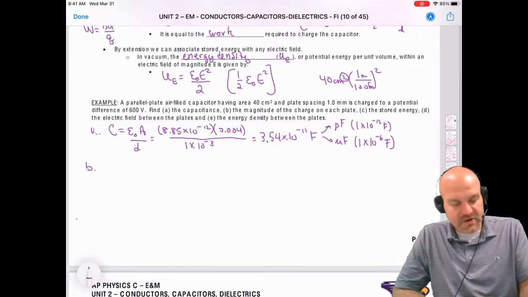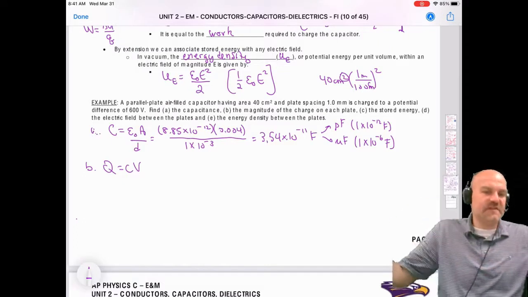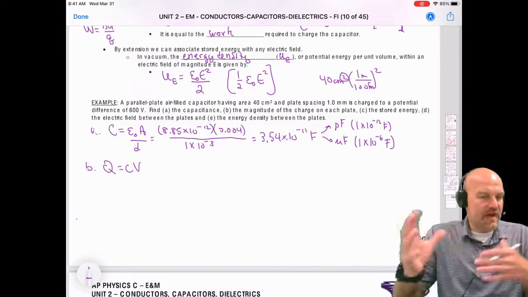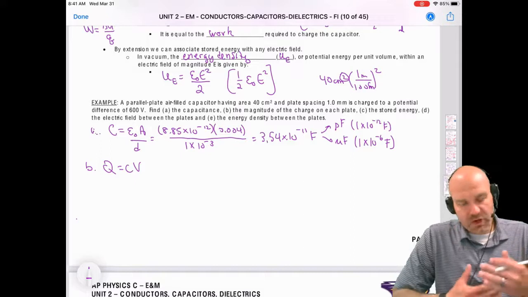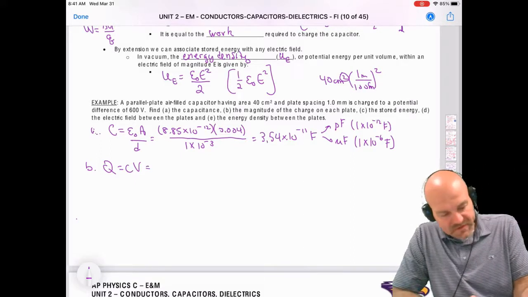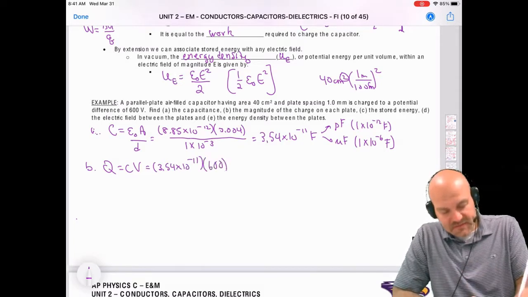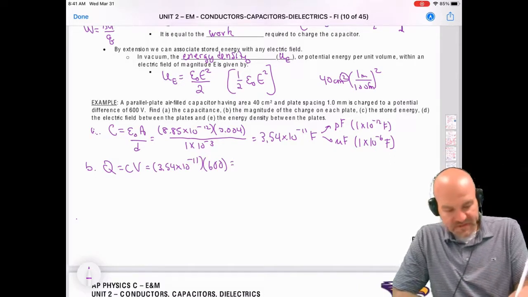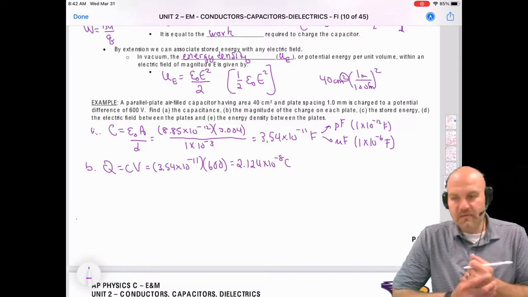What is the magnitude of the charge on each plate? Well, all we have to do is Q equals CV, because they're actually going to be charged to the same amount. If there's a difference in charge, then you've got accelerations and forces acting between them. So the plates charge evenly. I'm going to use my answer from A, so 3.54 times 10 to the negative 11th farads times 600, because that's my potential difference. And that tells me I have 2.124 times 10 to the negative eighth coulombs of charge in this capacitor.